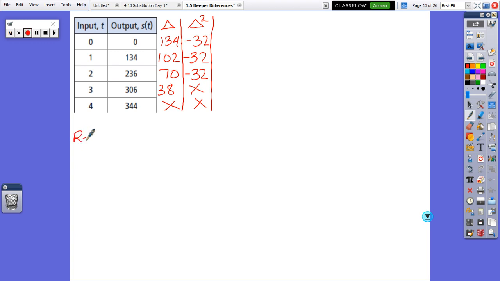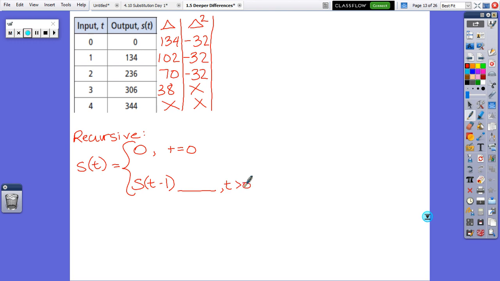So in our recursive, we're going to do S of t, because that's what they have up here, is equal to, okay? This is going to be 0 on top, because that's what our output at 0 is. So when t is equal to 0, and then down here, this is going to start the same way, S of t minus 1, and then we have to figure out what goes here when t is greater than 0.